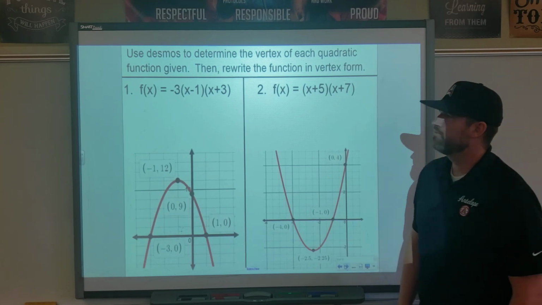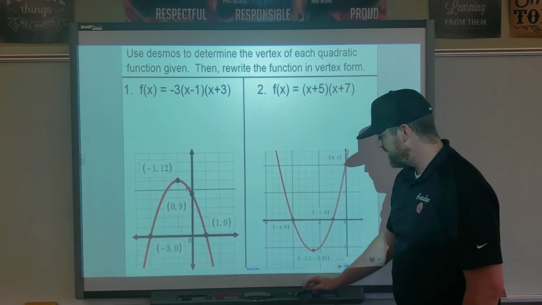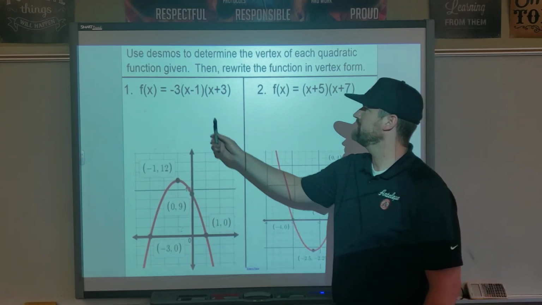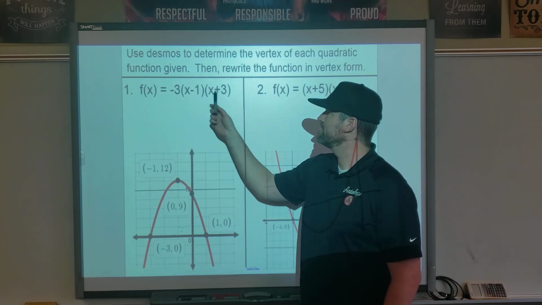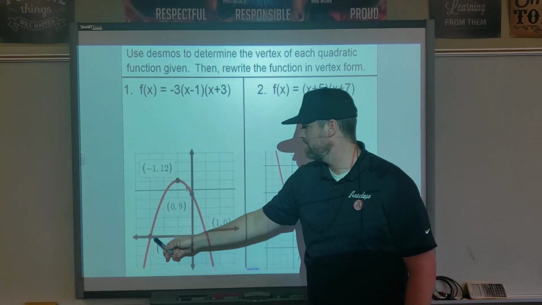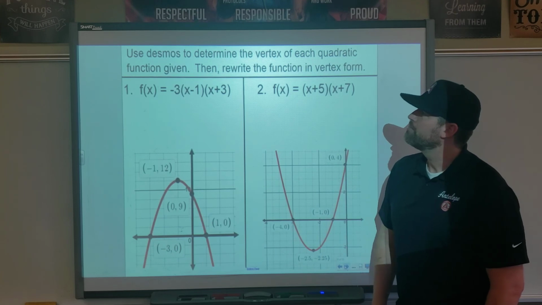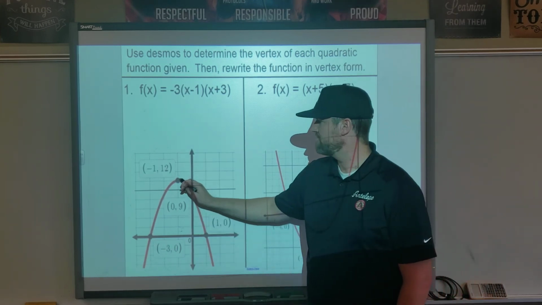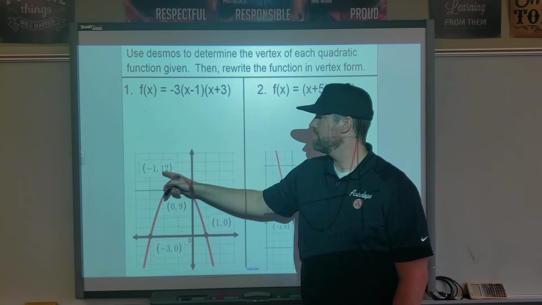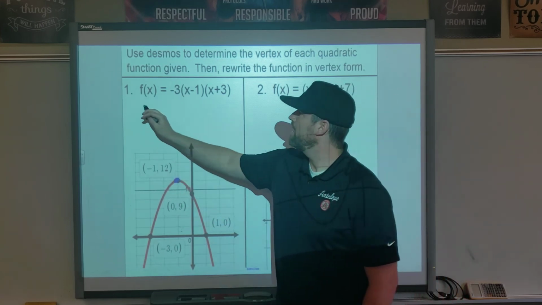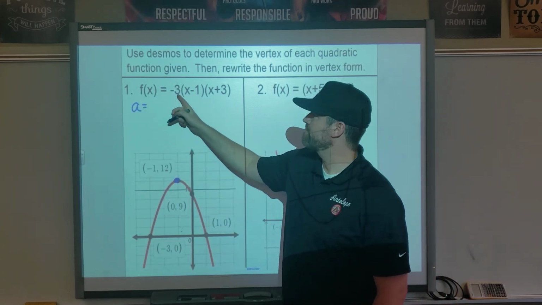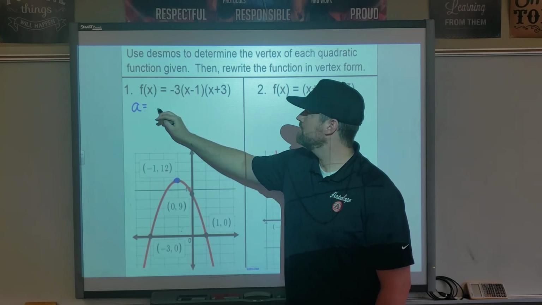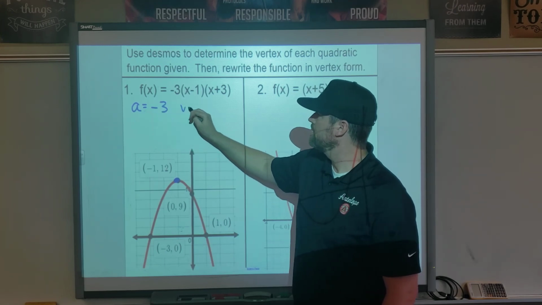We can do the same thing if we're given factored form, right? Factored form gives us some different information. It tells us the roots, right? So positive 1 and negative 3. But if I graph this in Desmos, I can also get the vertex. So the vertex of this graph, right here, negative 1, 12. I know my a value just from looking at the front of the equation. A is negative 3.